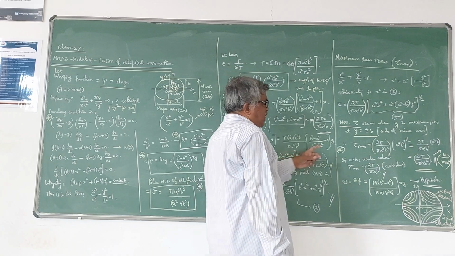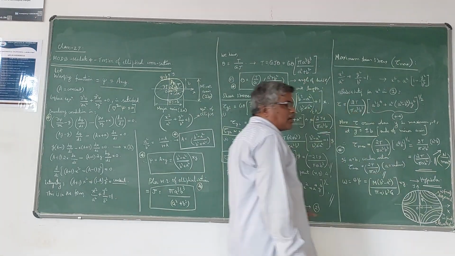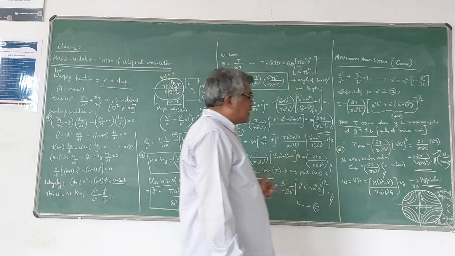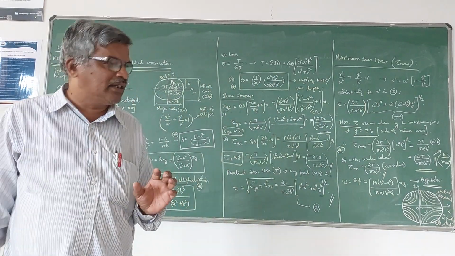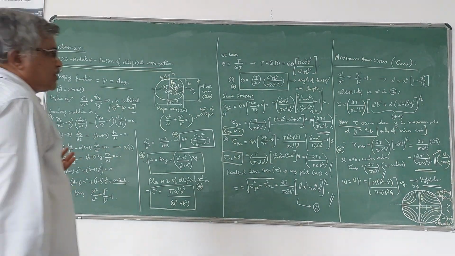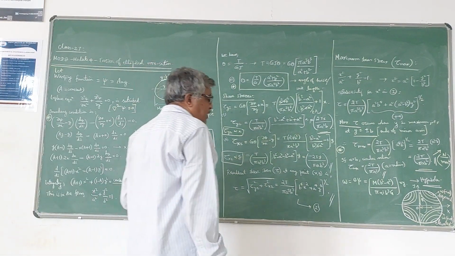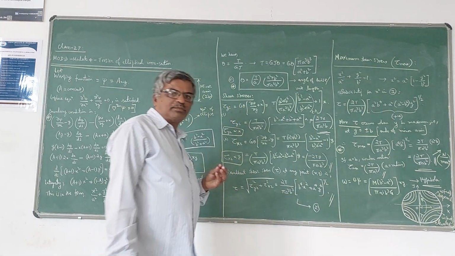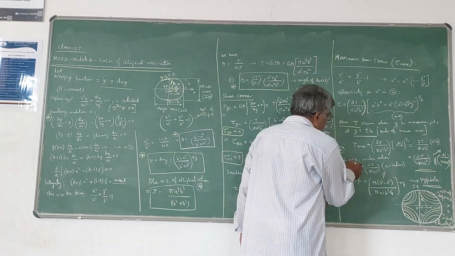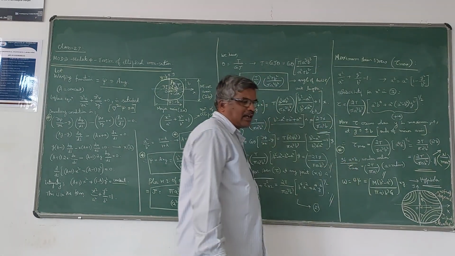So this expression you have to remember. If they give a numerical problem, you can directly substitute here and simplify to get the answer. Otherwise, if they ask you to do the derivation, they will ask you to derive the expression for maximum shear stress in the case of an elliptical cross section subjected to torsion, like I said earlier. So as a special case, if a is equal to b, it becomes a circle.